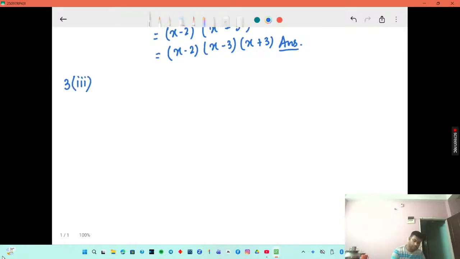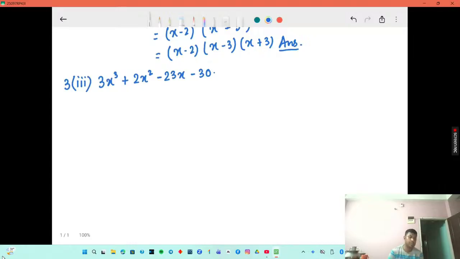The question is given as 3x cube plus 2x square minus 23x minus 30, and we have to factorize it, which means we have to find the factors of this expression. So how can we find the factors? Here we have to use the remainder theorem.